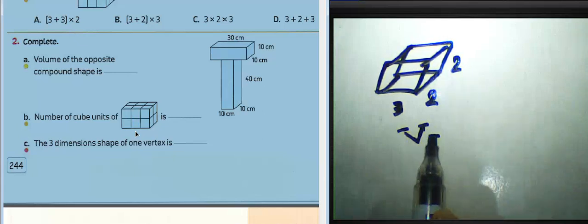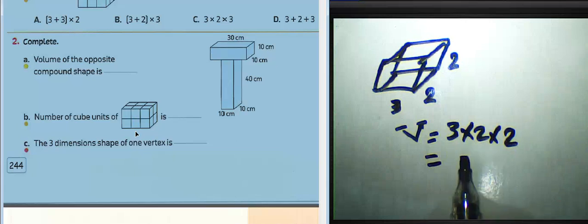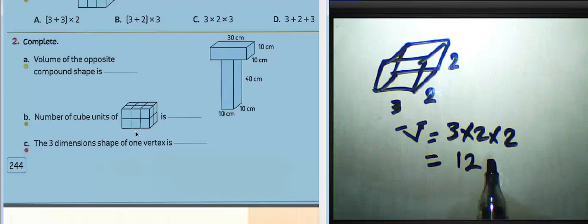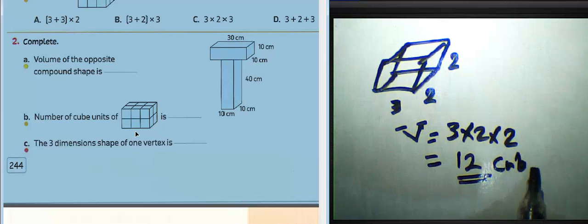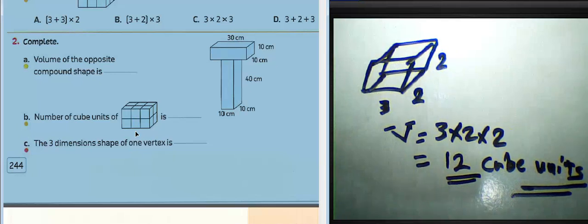So the volume equal length times width times height. 3 multiplied by 2 multiplied by 2. 3 times 2 equals 6. 6 times 2 equal 12. He asked about number of cube units. Equal 12 cube units. Understood? Or you can count all of them. You can count them. 2 and 2 down here. 4 plus 4 plus 4. 4 plus 4 equal 8. 8 plus 4 equal 12.